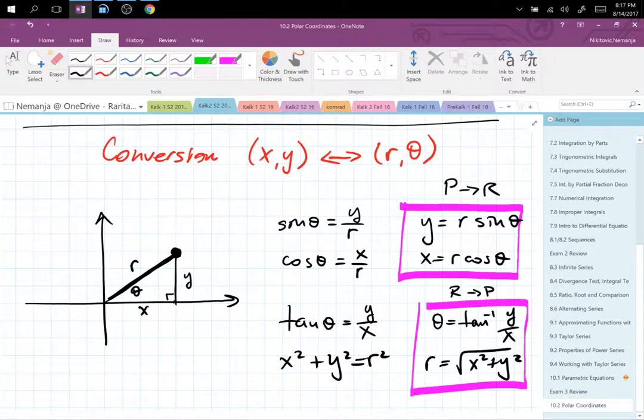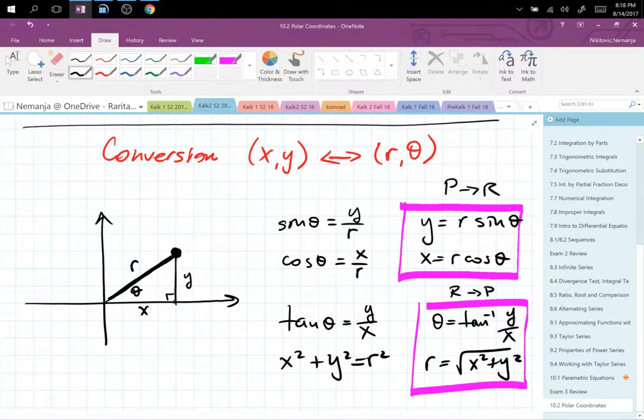Observe. Why are these polar to rectangular? Both polars are given, and you are calculating one of these at a time. Over here, both x and y are given, and you're calculating one at a time. So rectangulars are given, you're getting polar one at a time. Over here, polars are given, and you're calculating rectangulars one at a time. So you can think of it that way.